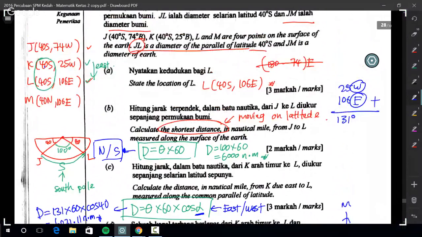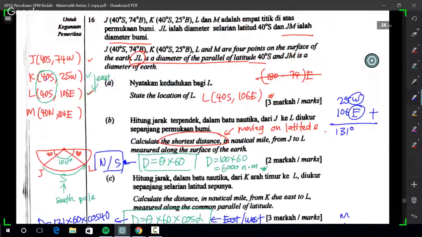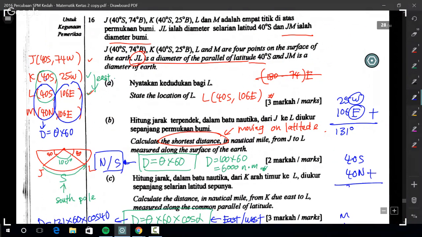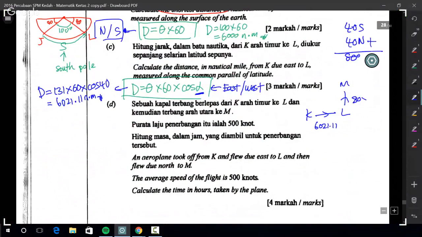From L to M, both of them have the same longitude, right? That means they are flying along the longitude, either north to south or south to north. In this case, they say due north, so they're flying to the north. So we use the angle multiply 60 formula. Now I have 40S and 40N. If not the same symbol, you plus them together. Same symbol, you minus. So this one will be 80 degrees. To get the distance, I use 80 multiply 60. So it's 4800 nautical mile.